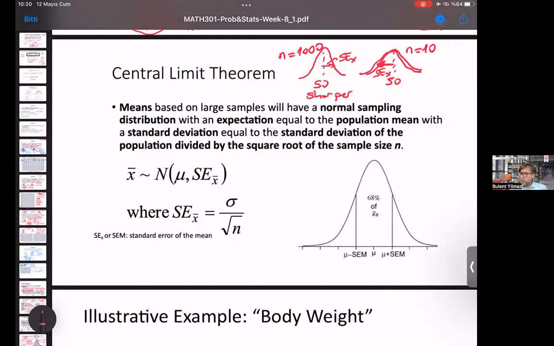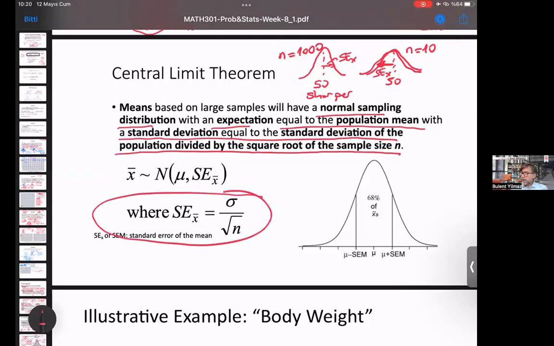Means based on large samples will have a normal sampling distribution with an expectation equal to the population mean, with a standard deviation equal to the standard deviation of the population divided by the square root of the sample size n. Okay, this is going to be the standard deviation of the sample mean. So this is the standard error of the mean, we call it. Now my distribution for the sample means is going to be normally distributed. Mu is going to be the population mean. Okay, and now it's going to be this standard error of the mean, sigma over root n.